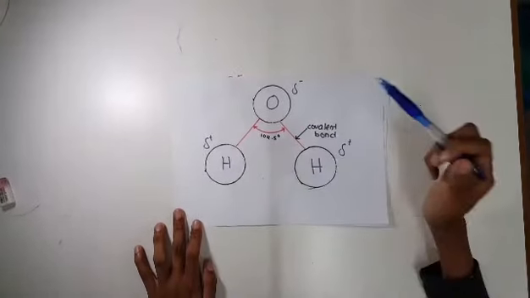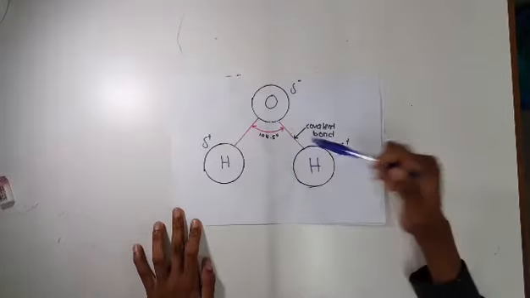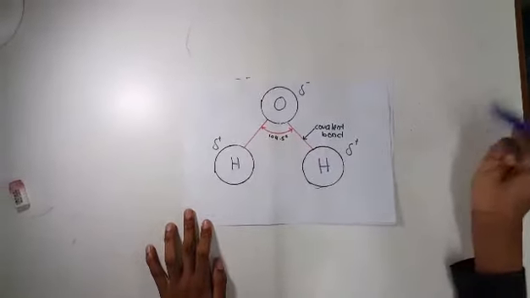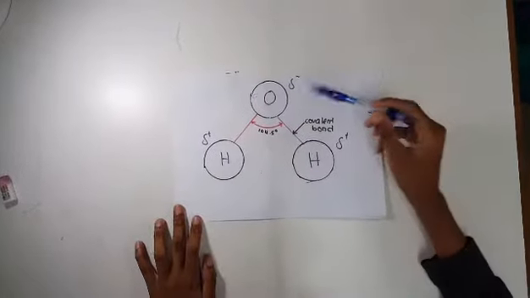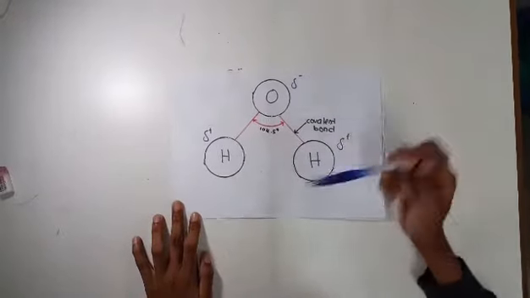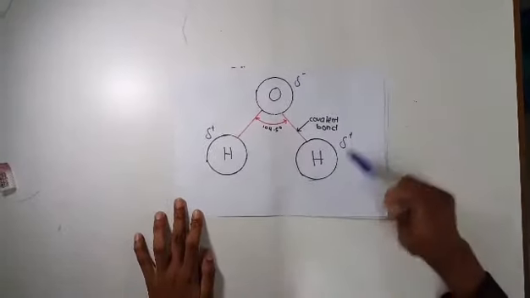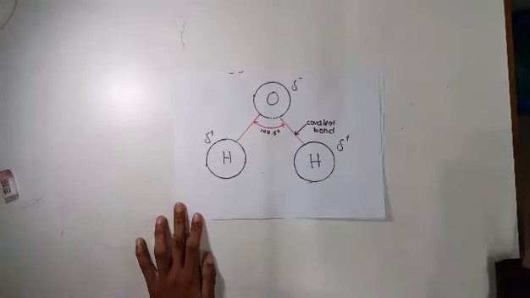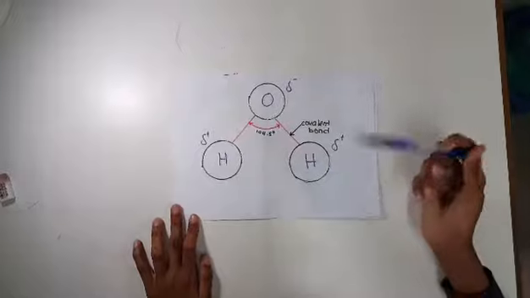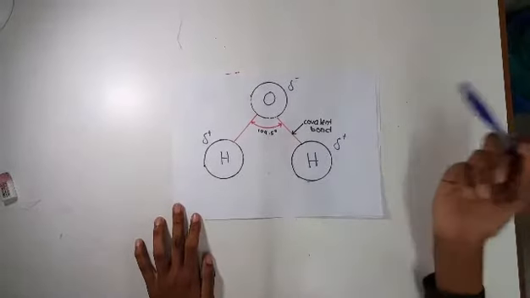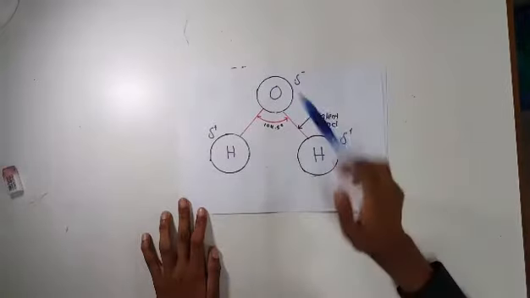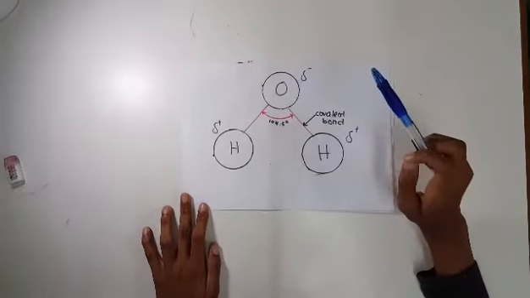The sharing of electrons between the oxygen atom and hydrogen atoms is not equal. Why? Because the oxygen atom is slightly negatively charged, but the hydrogen atom is slightly positively charged. So, there is an unequal charge distribution within a molecule, which is called a polar molecule.